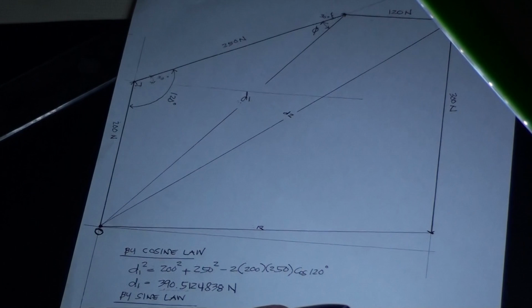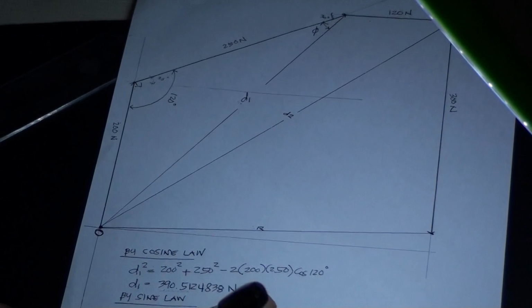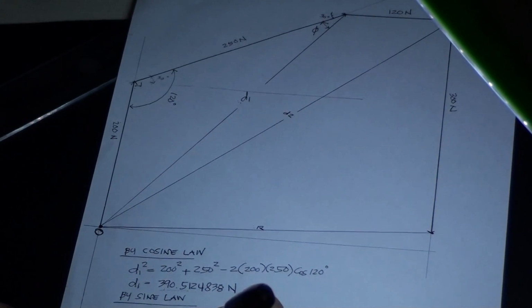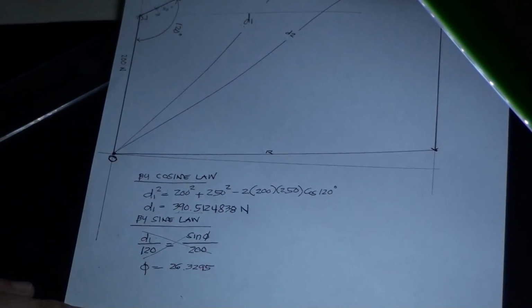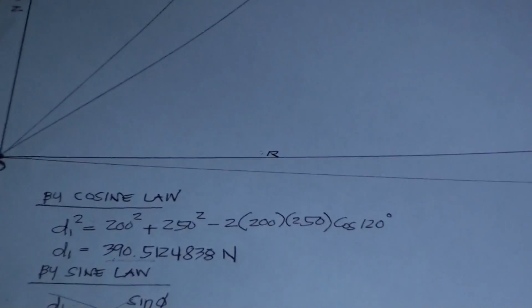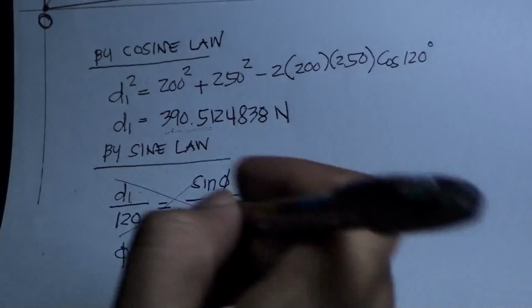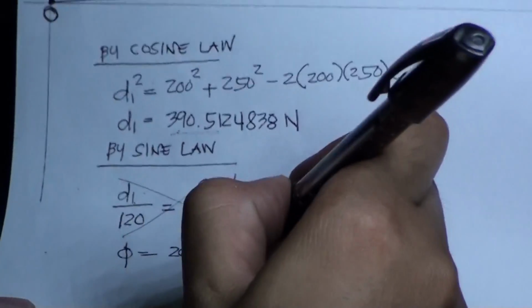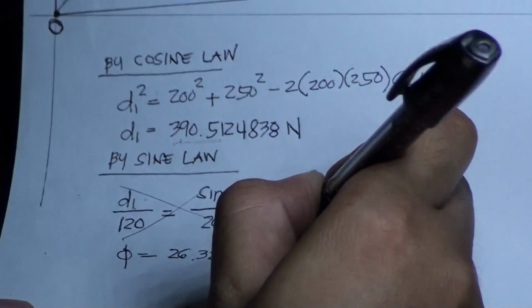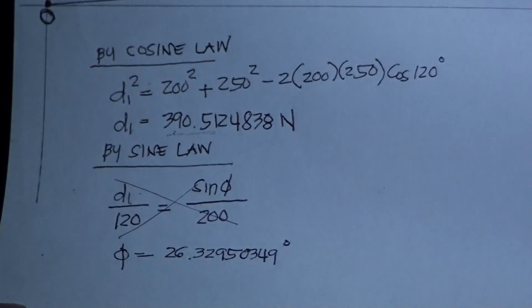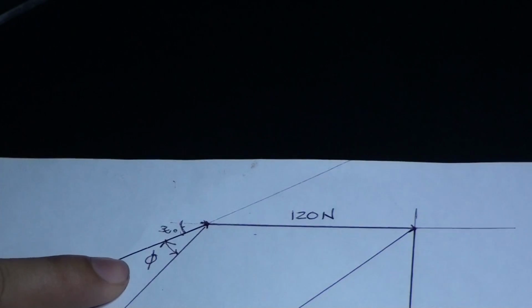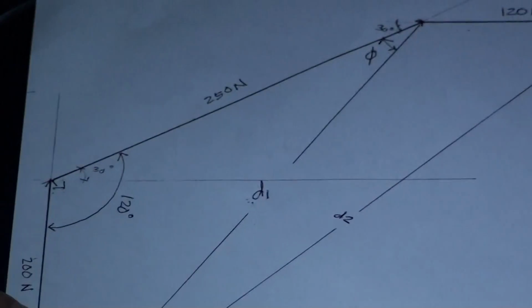The P will be how much? This must come out around 26.3295. Okay, 26.3295, 26.3295.0349 to be exact, degrees. That is the P, which is this one on the first triangle. Okay.